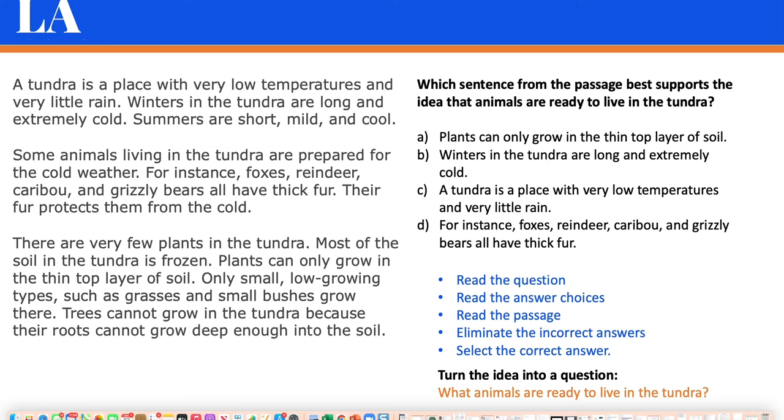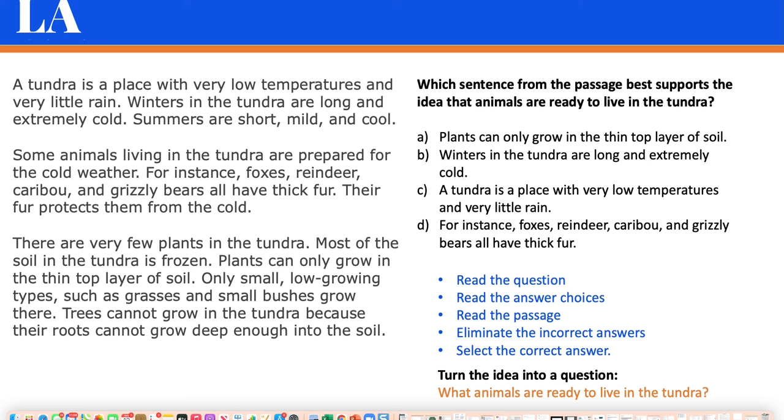Choice A, plants can only grow in the thin top layer of soil. Choice B, winters in the tundra are long and extremely cold. Choice C, a tundra is a place with very low temperatures and very little rain. Choice D, for instance, foxes, reindeer, caribou, and grizzly bears all have thick fur.